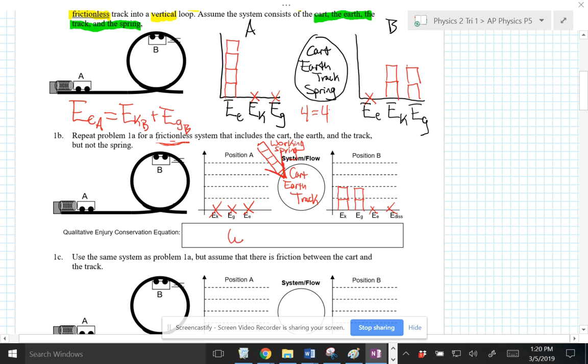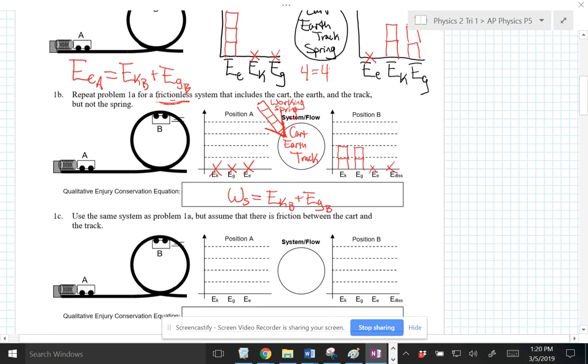So I'm going to call this W sub S equals E sub K sub B plus E sub G sub B. Okay? That's what's going on there.